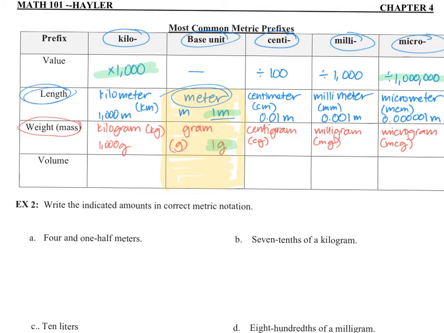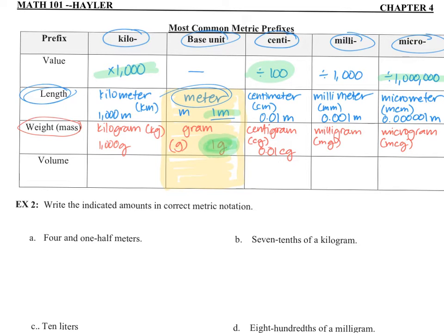Okay, so for centigram, what you're going to do is you take your base value, remember, and you divide it by 100. So dividing it by 100, what do we get? Well, 0.01 centigrams. Now, doing milligrams, same thing's going to happen.